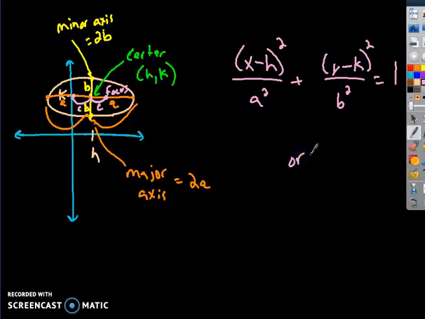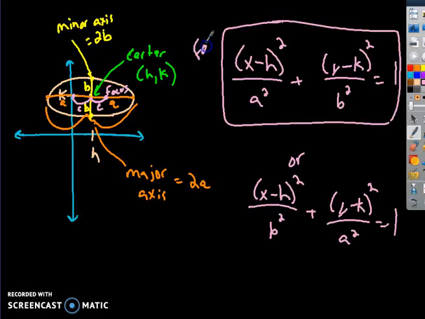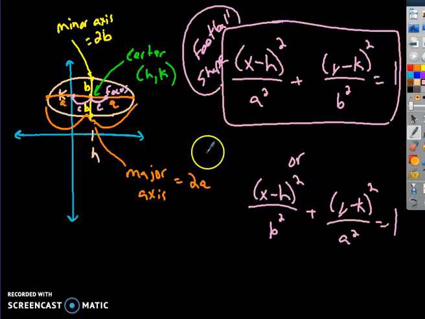It could also look like this though: (x − h)² over b² and (y − k)² over a², and that could also equal 1. The difference between these two equations is whether the a value is beneath x or y. If it's this way, it's football shaped. That means the longer segment, the major axis, goes horizontally, from left to right.